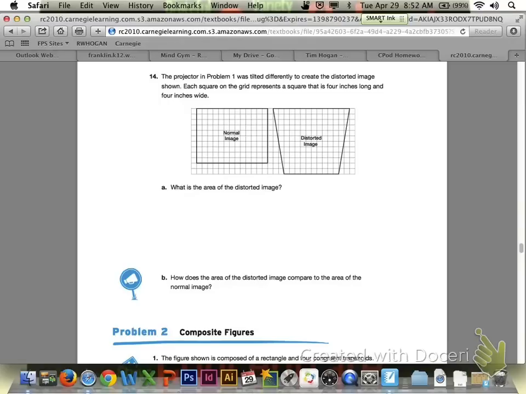Let's finish up then on page 870 up at the top with number 14. It says the projector in problem 1 was tilted differently now to create the distorted image that is shown. Each square on the grid represents a square that is 4 inches long and 4 inches wide. So go ahead and figure out the area of the distorted image, and how does the area of the distorted image compare now to the area of the normal image. Go ahead and do that with your group members to finish up.